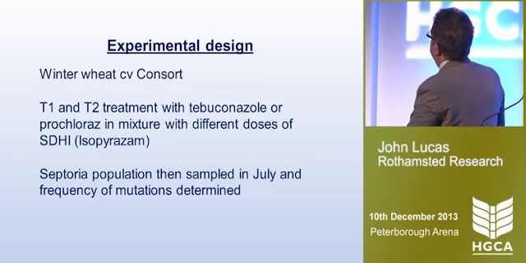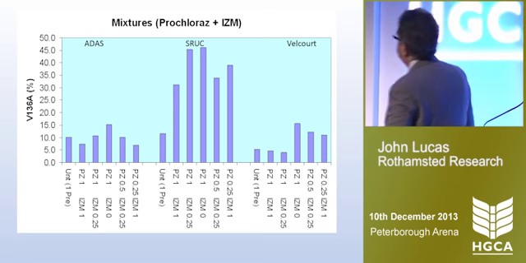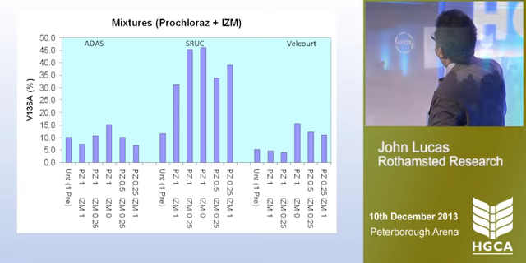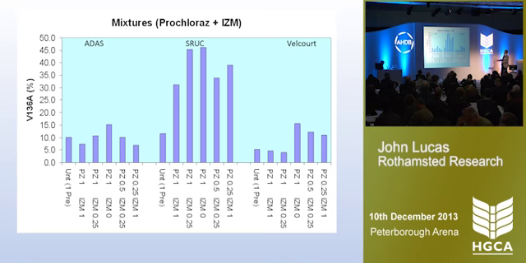Now this next slide is quite busy, but I only want you to look at one bit, and that's from this site. This is the SRUC site. And what we've got here is the frequency of that mutation, V136A. You can see that in the untreated it was relatively low. If you treat with prochloraz, which selects for the mutation, without the mixing partner, there's very high selection for that mutation. So obviously it's doing what we predicted in terms of prochloraz selecting for that change.